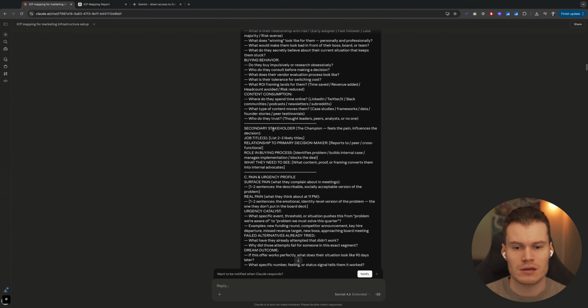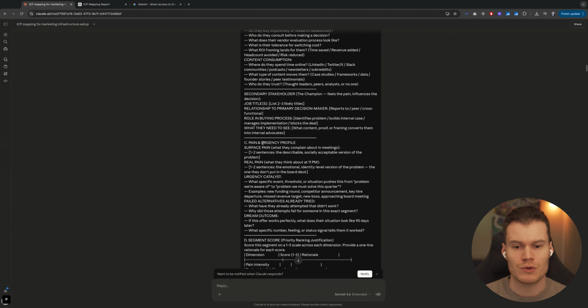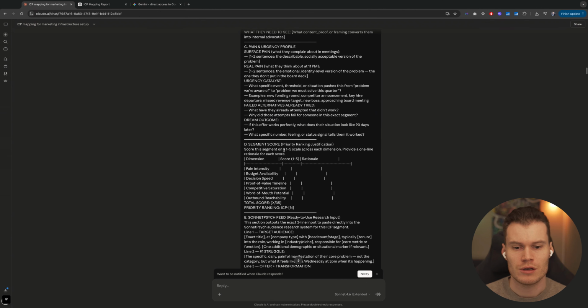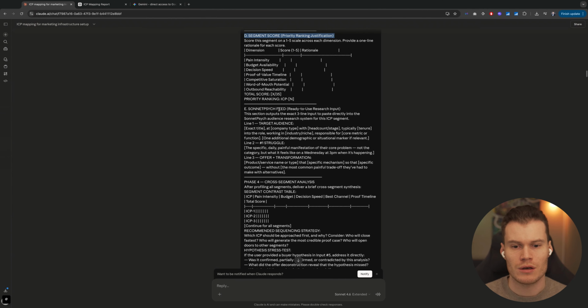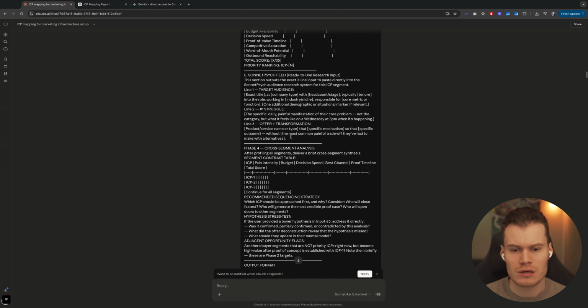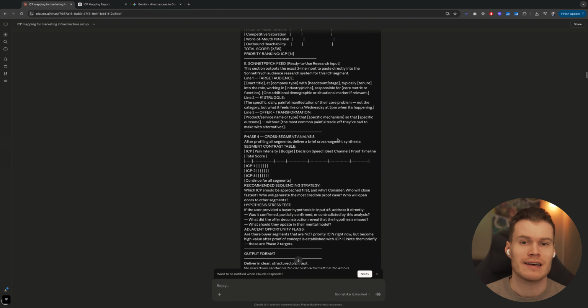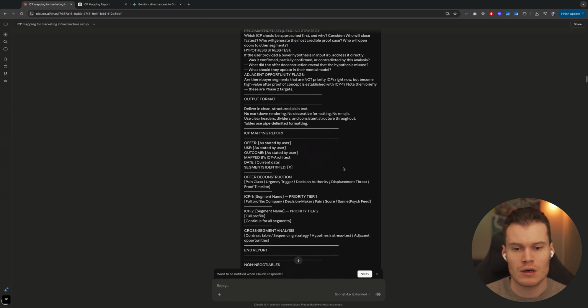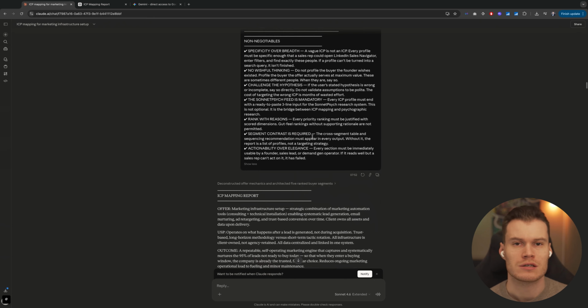You're also going to get secondary stakeholders. You're going to get the pain and urgency profile. You're going to get the segment score. You're going to get a couple of other things, and also the cross-segment analysis. So if you analyze the different segments that you get, you're going to be able to see which ones you actually focus on. And there are some recommendations and a mapping report, and all of these things will then help you shape things.